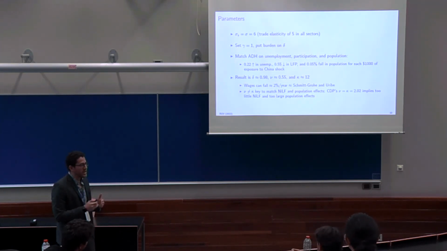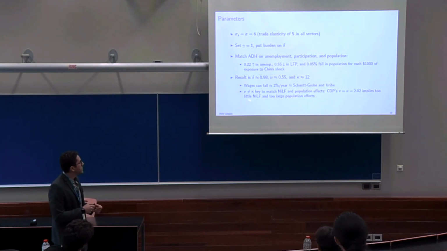If we had them equal, as in CDP, we would obtain too little movement out of the labor force compared to ADH, and way too high a population effect. So people would be moving across states super easily.